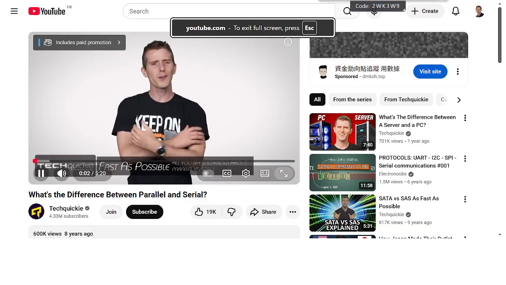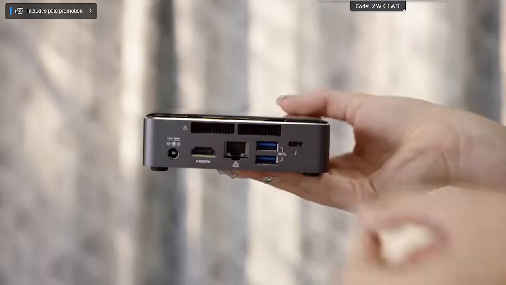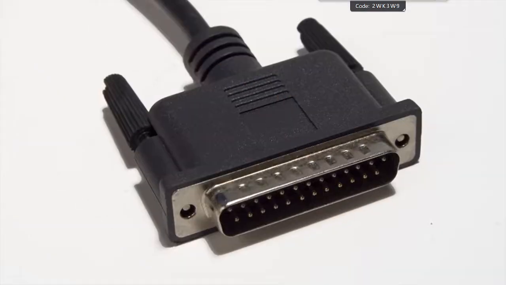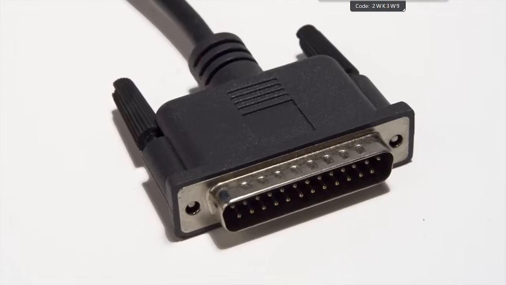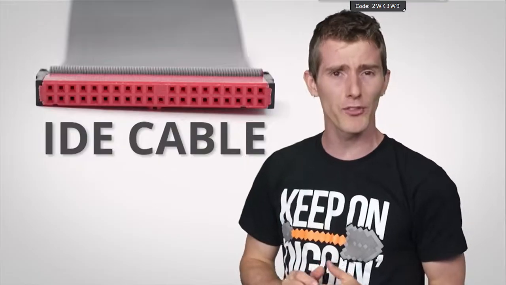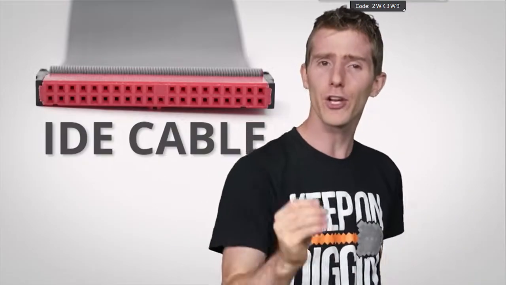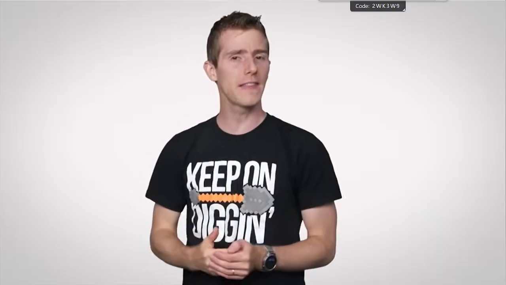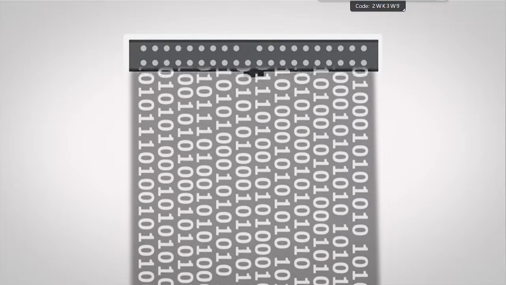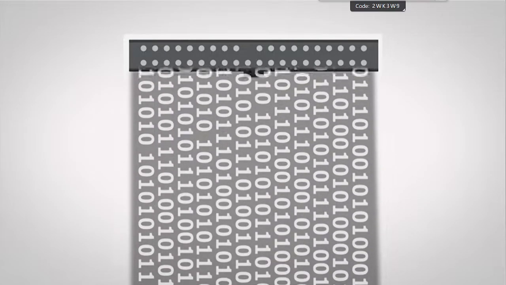USB. One of the wonderful conveniences of modern life. You just plug it into any one of the similar looking ports and things just work. Well, most of the time anyway. But whatever happened to those old school massive things we used to use to connect printers and hard drives? Well, older standards like IEEE 1284 and IDE cables had so many pins and took up so much physical space because they communicated in parallel, meaning that they could send and or receive multiple bits of information simultaneously.